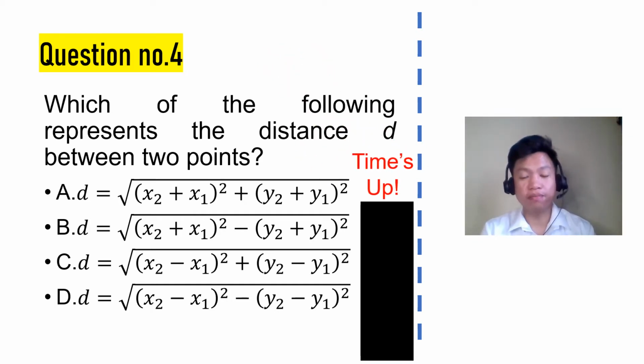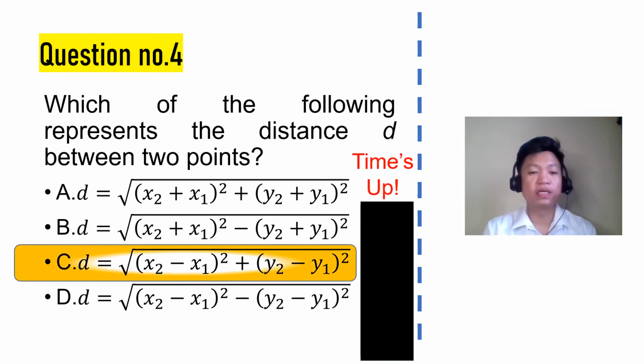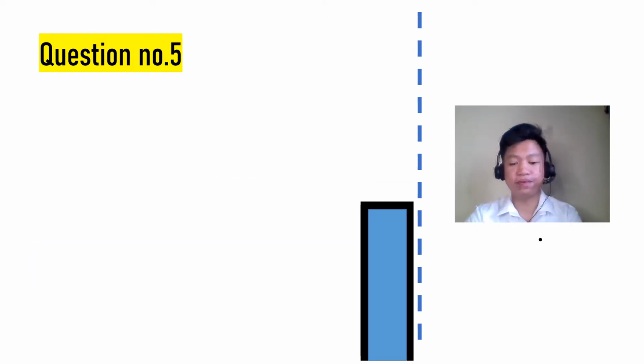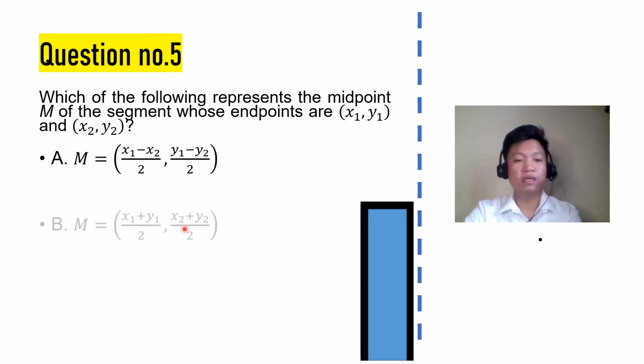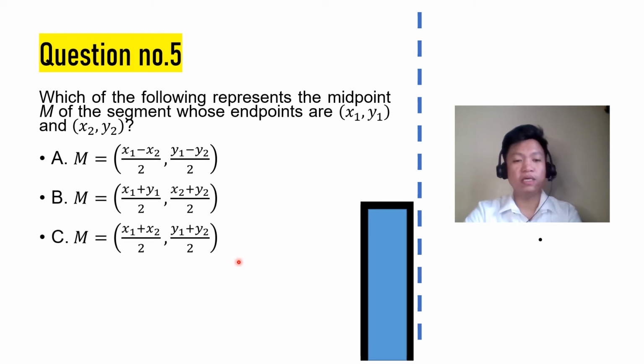Okay, time's up. The correct answer is letter C, the square root of x sub 2 minus x sub 1 squared plus y sub 2 minus y sub 1 squared. Okay, next, question number 5. Which of the following represents the midpoint of the segment whose endpoints are x sub 1, y sub 1, and x sub 2, y sub 2? Is it A, B, C, or D?